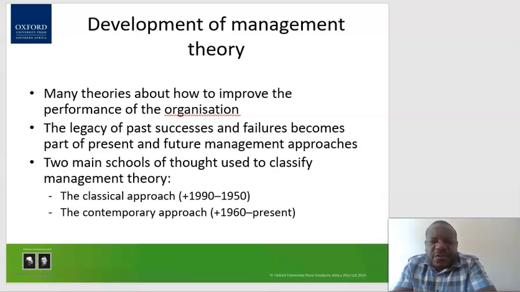Then development of the management theory. To say the least, there are many theories about how to improve the performance of an organization. The legacy of our past successes and failures becomes part of the present and future management approach. There are two main schools of thought that are used to classify management theory. These are the classical approach and the contemporary approach.